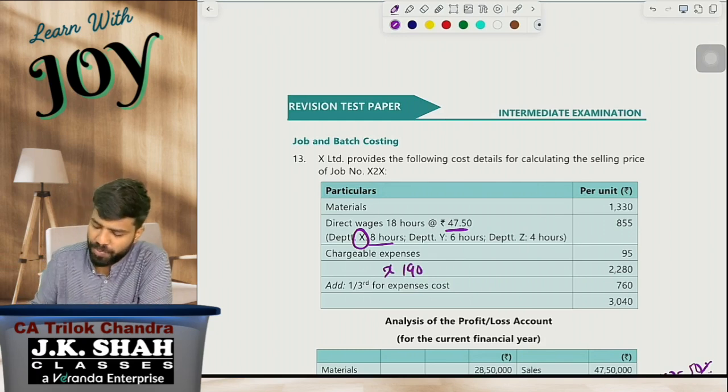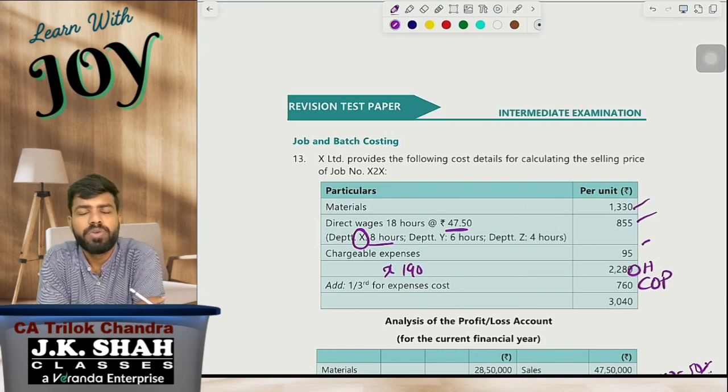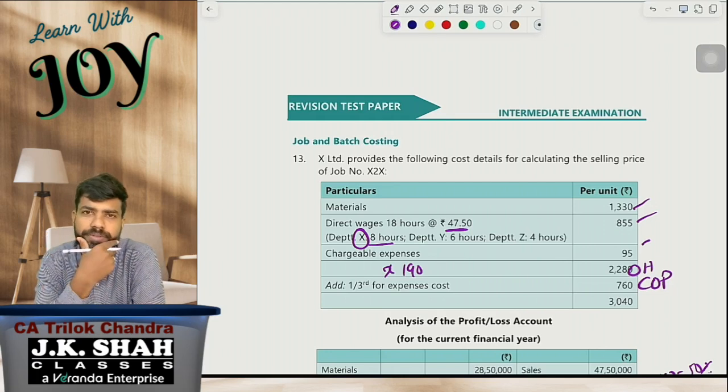Are you understanding? We know material, labor, direct expenses. Now we know the overheads. If you make a total, we'll call it cost of production. To the cost of production, we need to add... normally there will be no opening stock, no closing stock. Then cost of production is the cost of goods sold.